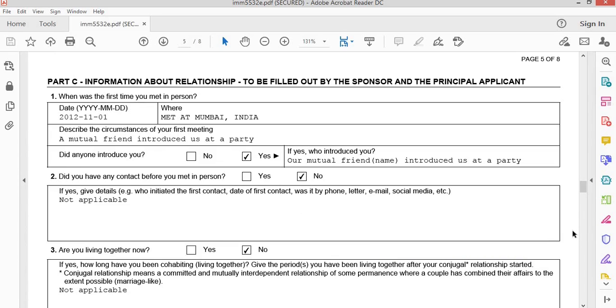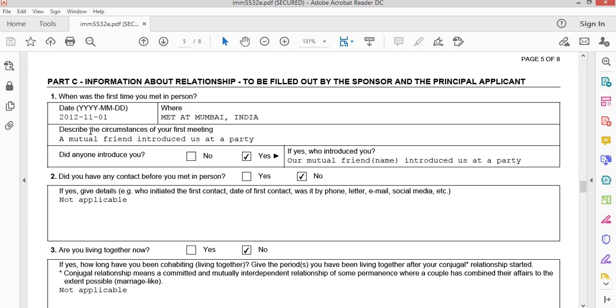Next comes part C, which is information about relationship, and it is to be filled out by the sponsor as well as the principal applicant. First question, when was the first time you met in person? So first is the date, and if you do not remember this date, it has to be an approximate date, because if somebody met like 10 years ago, they cannot remember the exact date, but it has to be a close date, as close as possible to what you remember. Next, you have to mention where you exactly met. I have given an example like met at Mumbai, India, or wherever you have met. You can provide your details.